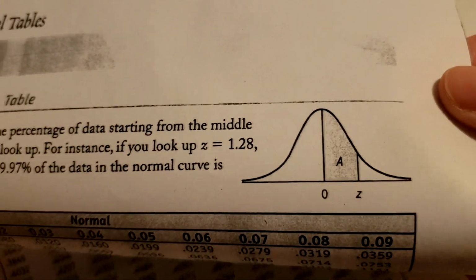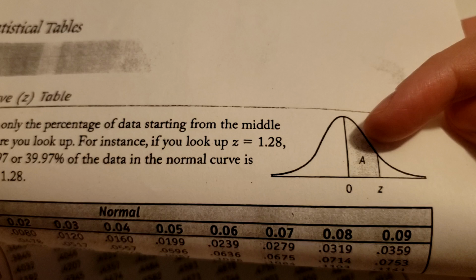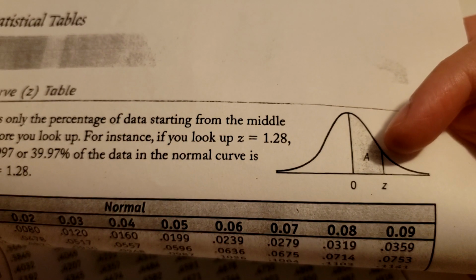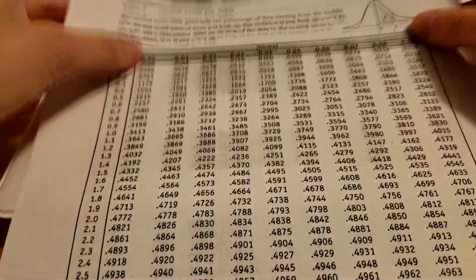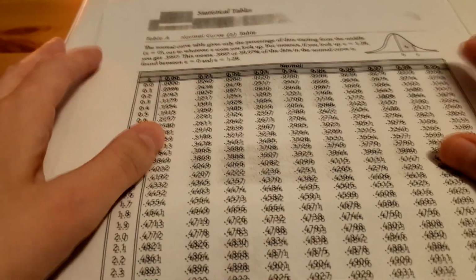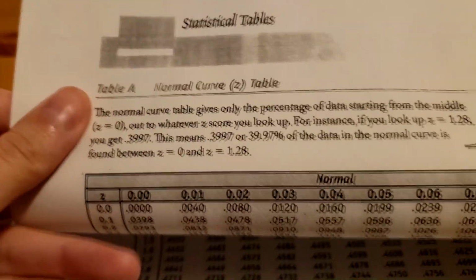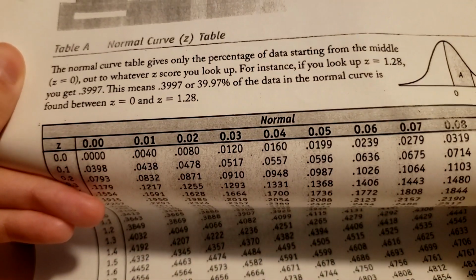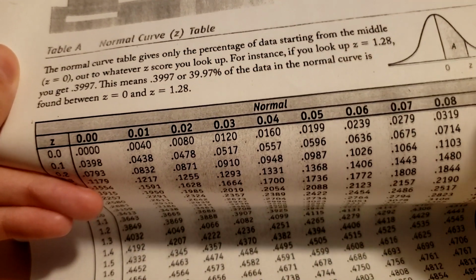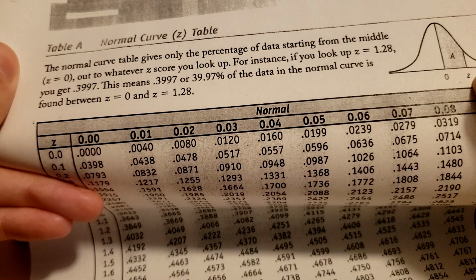Let's try to make this a little bit bigger. This is the way it'll work. It'll give you a piece of area like this between the mean and some positive z-score. For example, the example given to us on the z-table is, let's say we want to find the amount of area between 0 and z equal to 1.28.